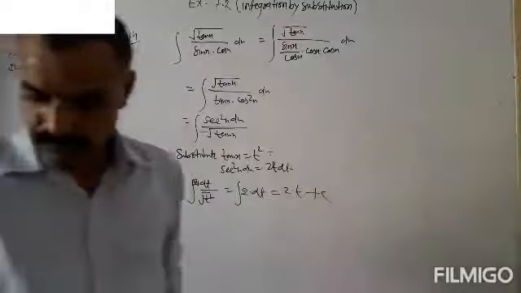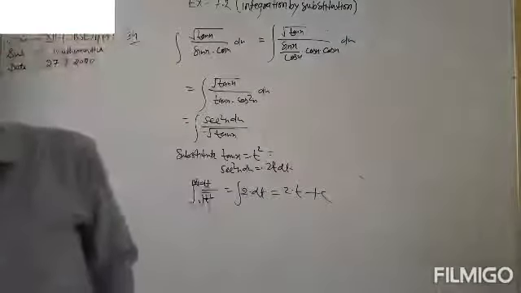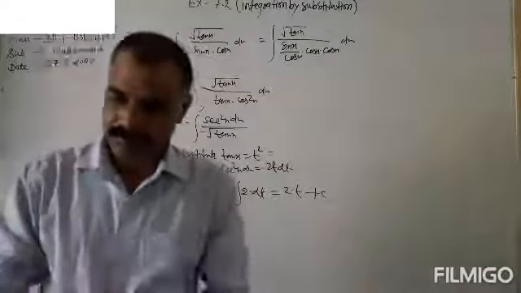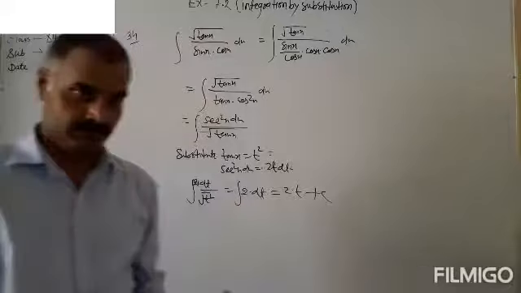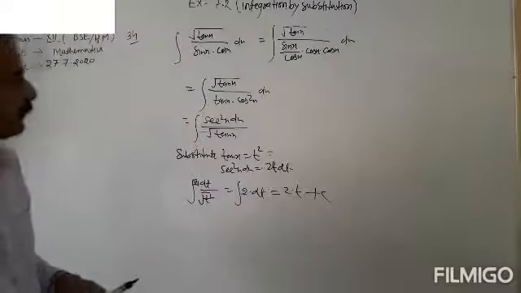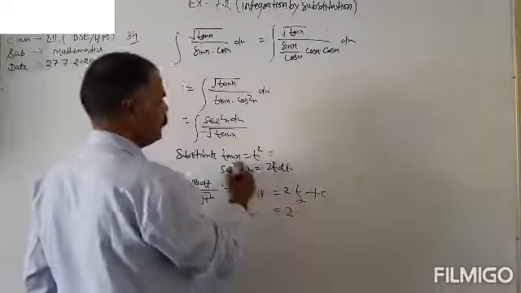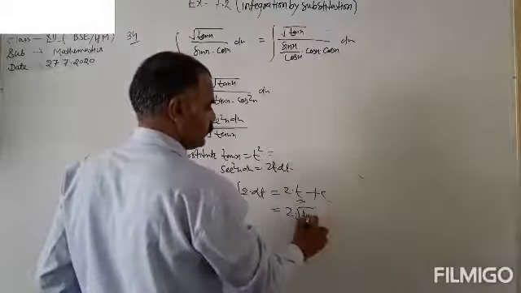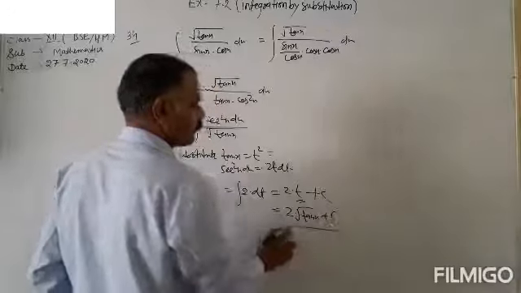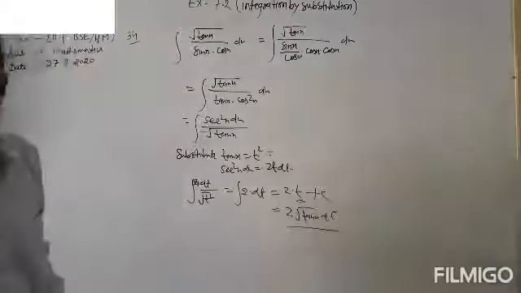Now the next question that we will take is question number 36. Here we have to change the variable t back to root tan x. So the answer is 2 root tan x plus c.